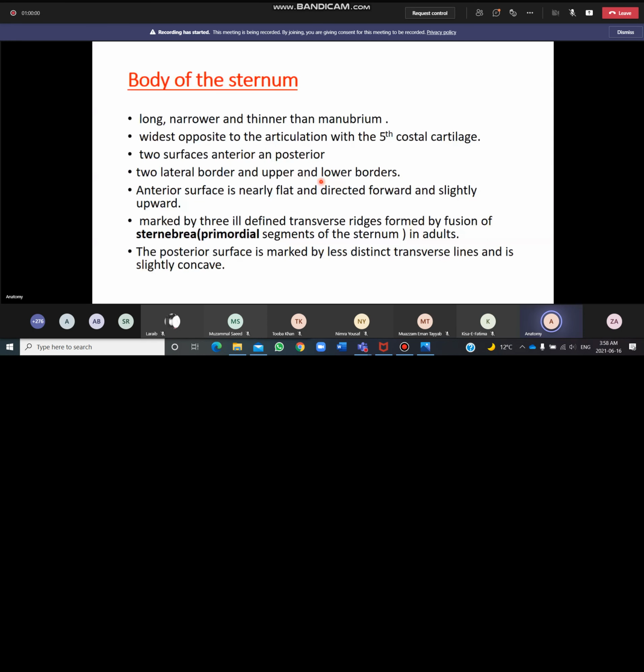It is marked by three ill-defined transverse ridges. And why are these transverse ridges there? Because of the sternebrae, which are the primordial segments that join each other to form the body. Their fusion occurs, and so the body of the sternum has these transverse ridges. In the adult sternum you will see these transverse ridges, and less distinctive transverse ridges are present on the posterior surface as well.